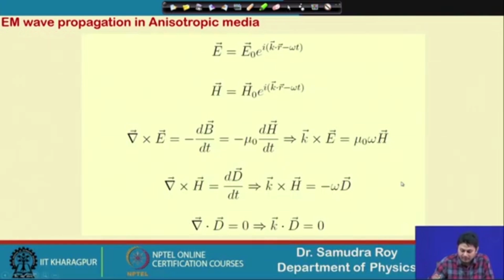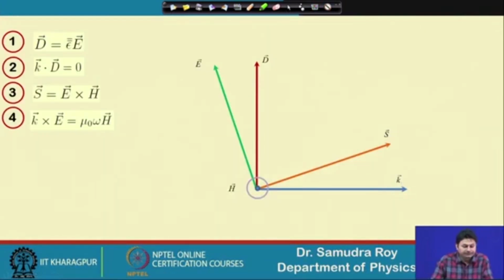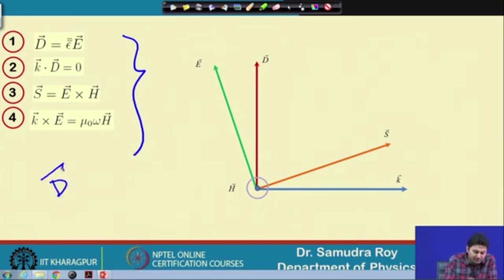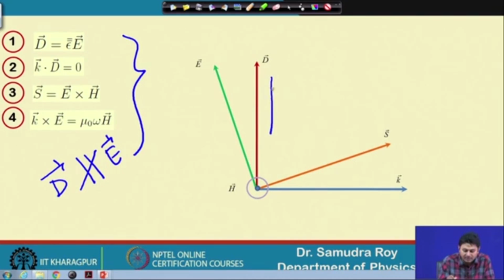Now let us find out what the significances of these expressions are. There are 4 expressions written here. The first expression suggests the D vector is not parallel to E, this is the first conclusion. That means if I have a vector D in this figure, E will be in a different direction. So, this is the direction of D and this is the direction of E.